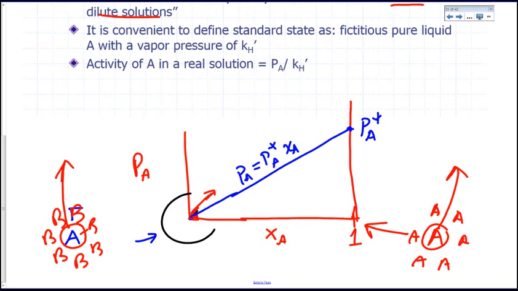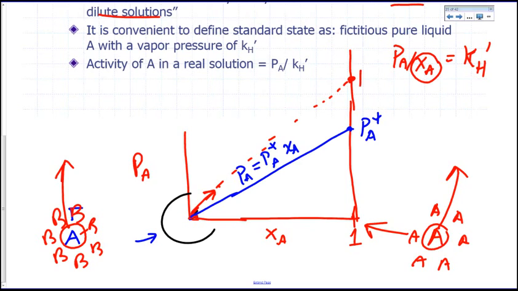So let's say this graph right here is our Henry's law. What would happen if we were to extend that line all the way to pure A, mole fraction of A equal to 1? If we extend that line all the way there, then when x of A is equal to 1, remember P sub A over x of A is equal to KH prime. So when x of A is equal to 1, the value here of the partial pressure of A would be equal to KH prime.